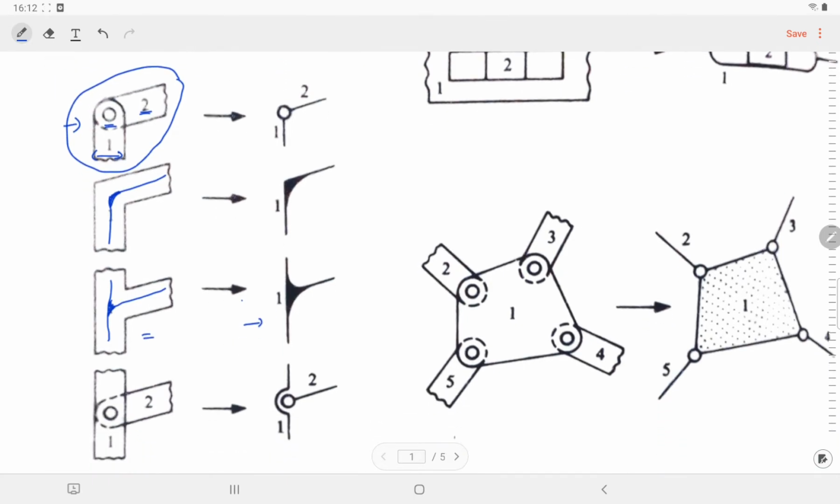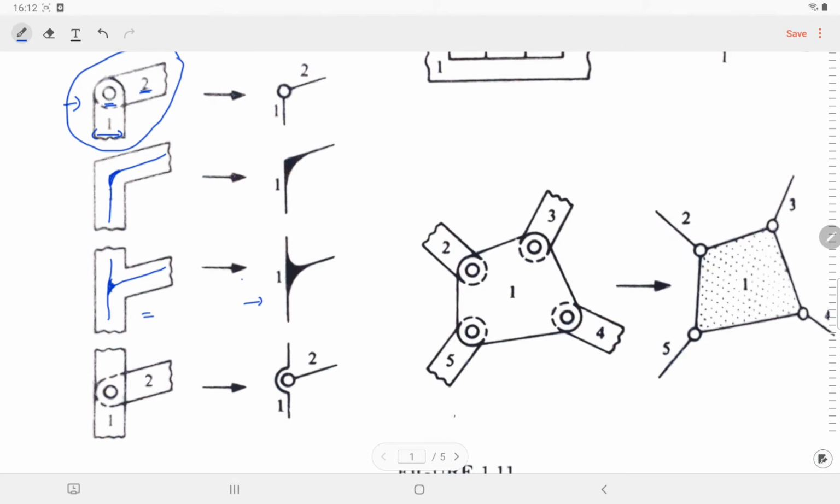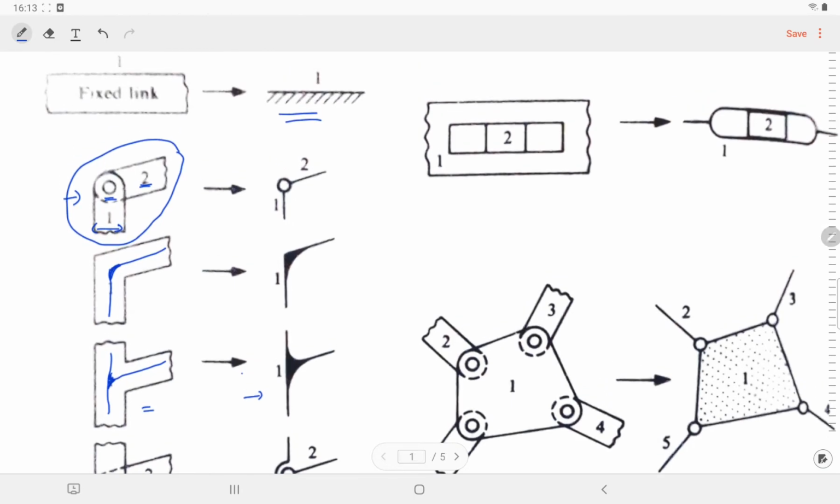See, this is the link. If the hinge is not at the end of link 1 but in the middle of link 1, then I will represent it in this manner. And this is a prismatic pair. For a prismatic pair I could replace this like this, or further I could change it in this manner.